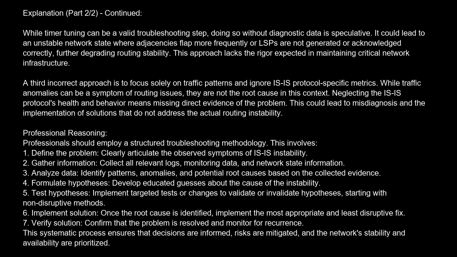5. Test hypotheses. Implement targeted tests or changes to validate or invalidate hypotheses, starting with non-disruptive methods. 6. Implement solution. Once the root cause is identified, implement the most appropriate and least disruptive fix. 7. Verify solution. Confirm that the problem is resolved and monitor for recurrence. This systematic process ensures that decisions are informed, risks are mitigated, and the network's stability and availability are prioritized.